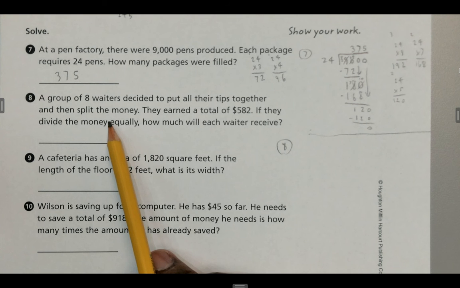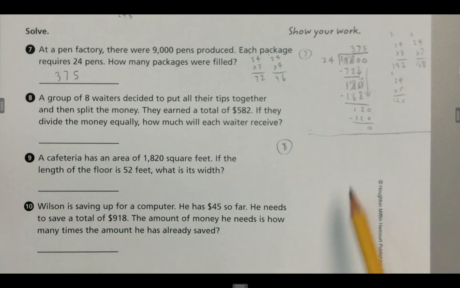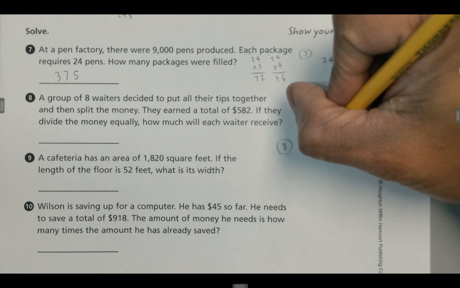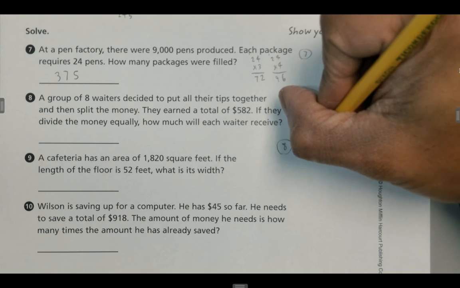Number 8. A group of 8 waiters decided to put all their tips together and then split the money. They earned a total of $582. If they divide the money equally, how much will each waiter receive? Okay, so it's a money problem, and I'm already imagining that depending on how our division works out, we may be dealing with a decimal answer.